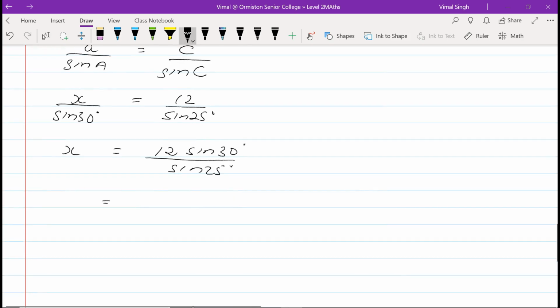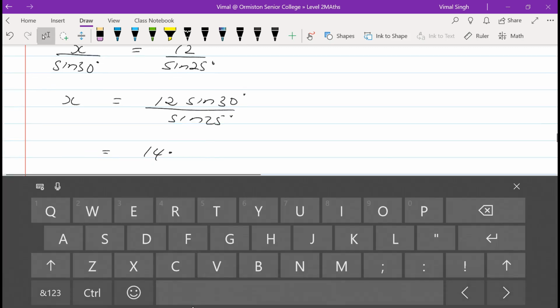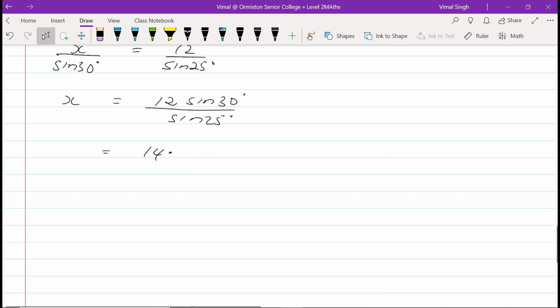And you will end up with this: sine of 30 is 0.5 times 12 is going to be 6, divided by sine of 25. So 6 divided by sine 25 comes out to 14.197. I'm going to round this to 14.2 centimeters, correct to 1 dp.